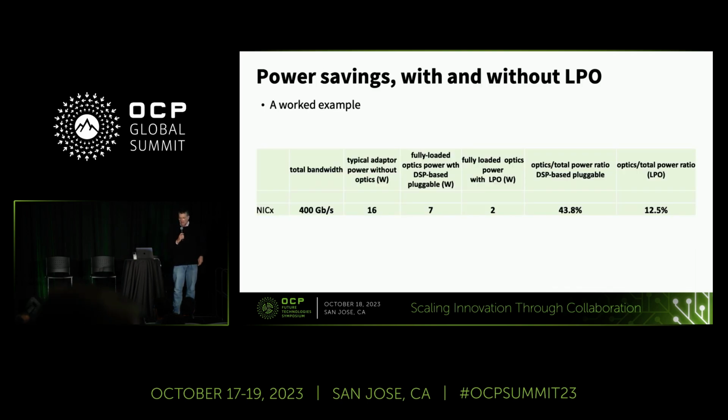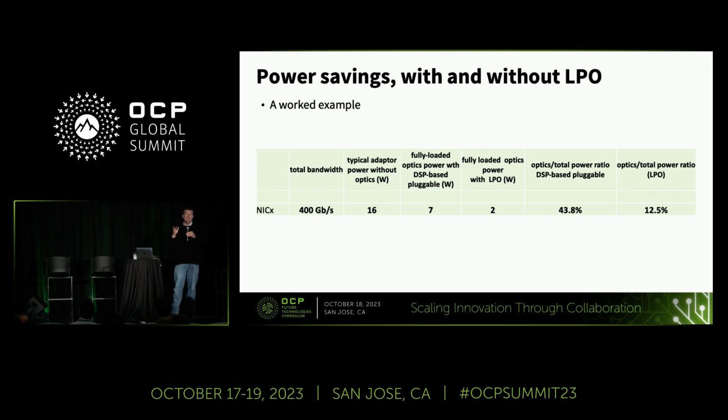So here's an example of the kind of power savings you might see. A typical NIC, with a bandwidth of 400 gigabits and a 4x100G port, the NIC alone, forget about the optics, will consume about 16 watts. If I fully loaded that with 400G of optics, that would probably be around a 7-watt optic, and I'm being a little bit generous today. However, if I used, let's say, a VCSEL-based LPO, I would consume 2 watts. So you can see that I go from close to half the power being consumed by my optics to something more like an eighth.